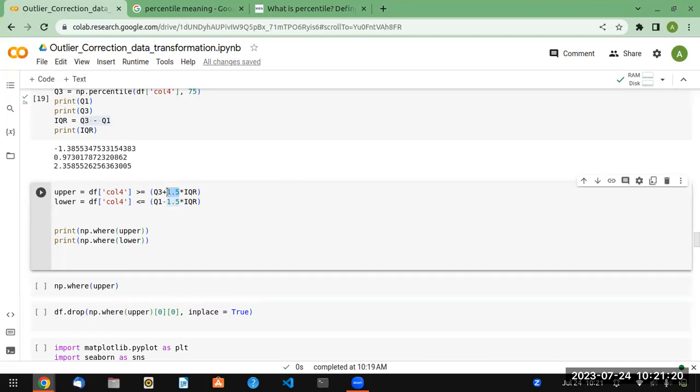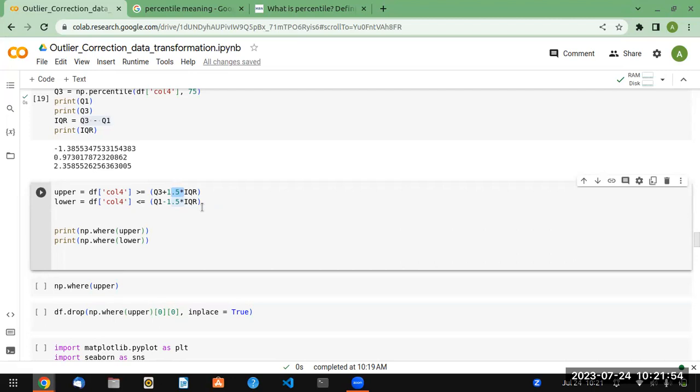Now suppose you make this 1.5 into 0.1, what will happen? Your original data will also be considered outliers due to the low range, even if those were not outliers. That's why, after search and research, they have identified 1.5 as the best choice here. Neither will it consider the maximum range, nor the smaller range. 1.5 is the perfect multiplier to calculate.